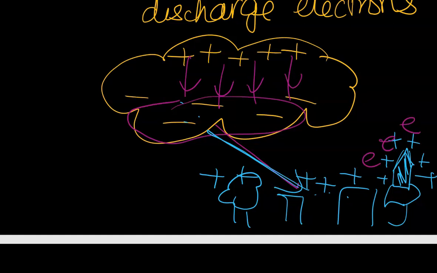So a precautionary measure is that very tall buildings have something called a pointed lightning rod. And what the pointed lightning rod is that it has a concentration of positive charges, which attracts the negative charges from the base of the cloud.